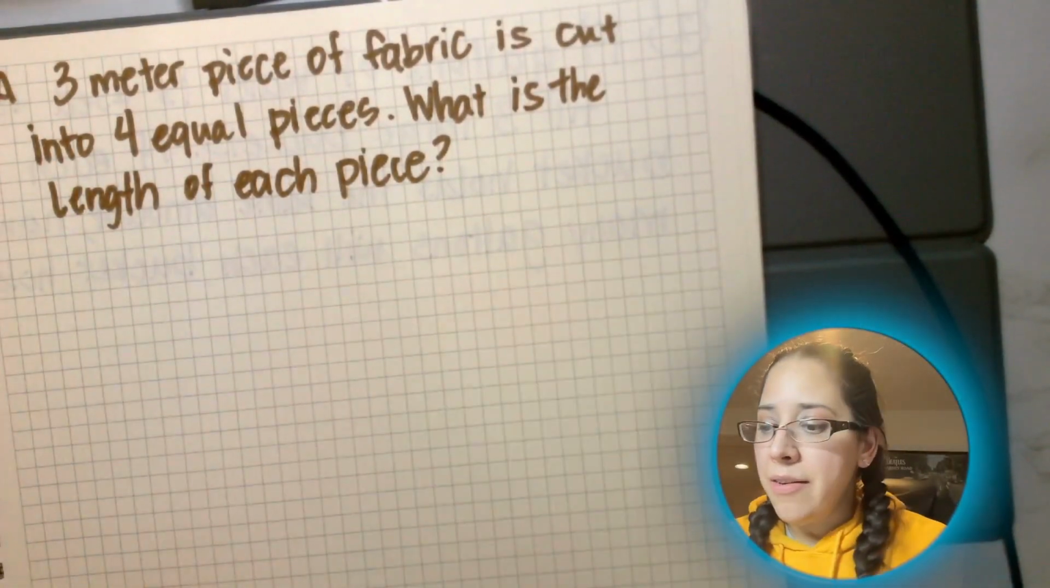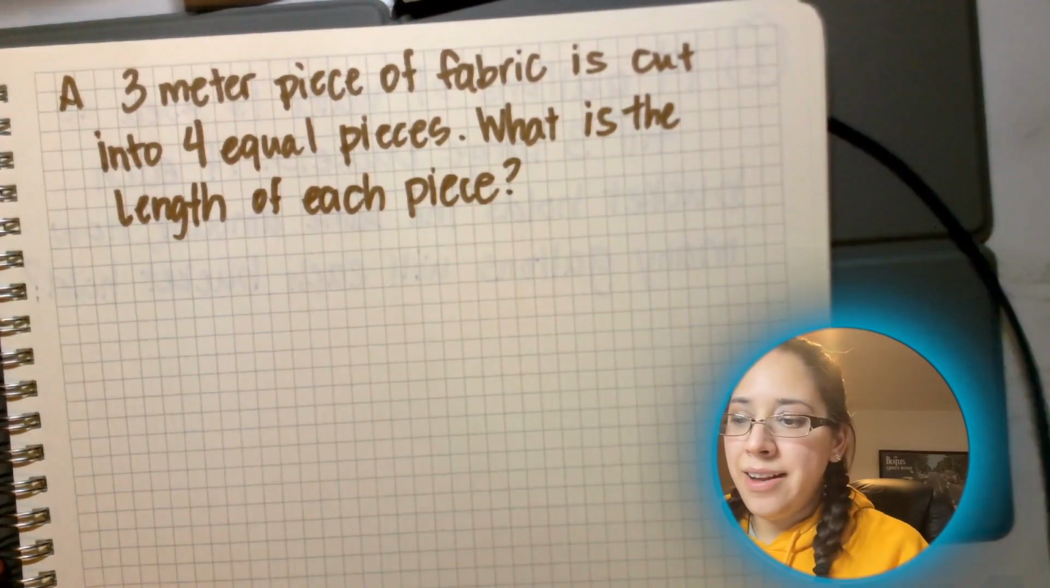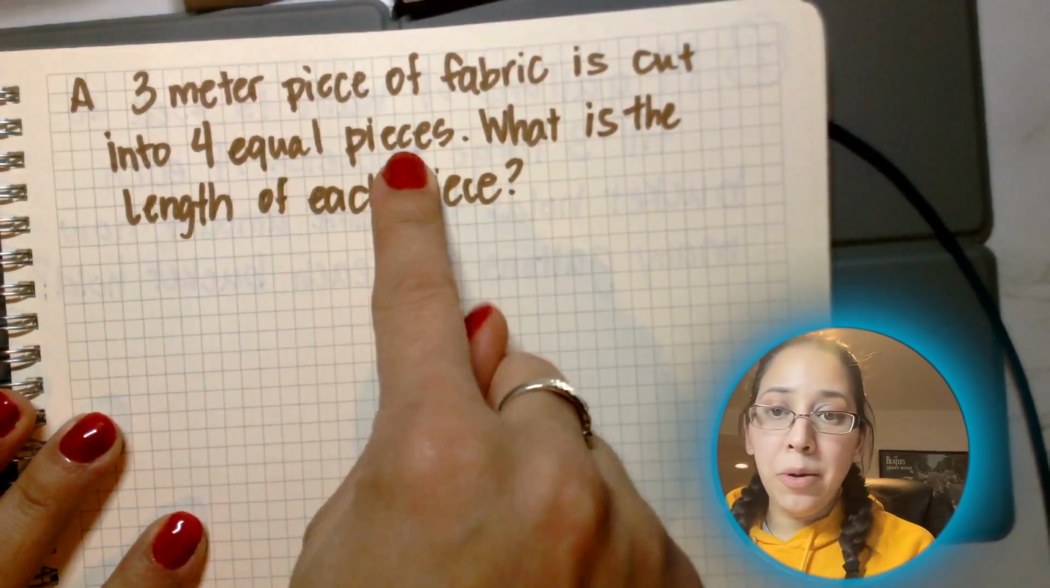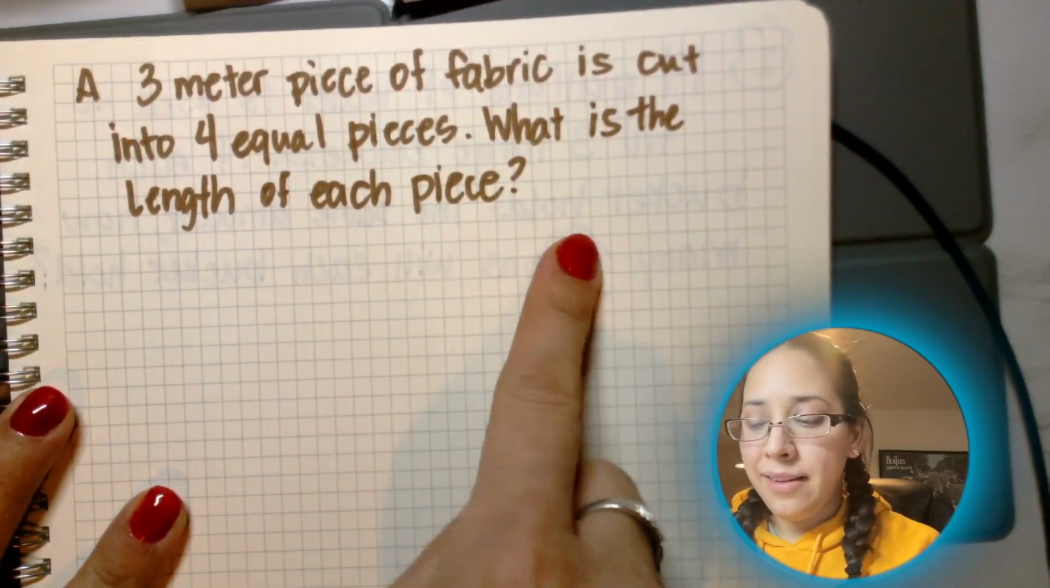Welcome back. Today we're going to do tape diagrams to model fractions as division. So let's get started. All right, I've got my word problem here ready to go. It says a 3-meter piece of fabric is cut into 4 equal pieces. What is the length of each piece?